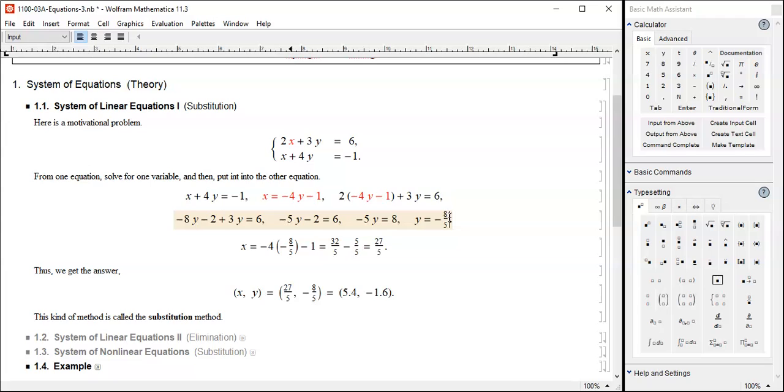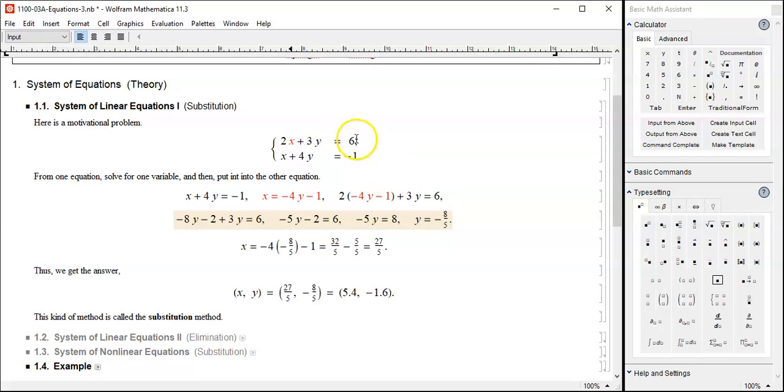Actually, one of the two answers. -8/5. Halfway through? Actually, more than halfway through. Half of the answer is done, but as a matter of fact, most of the hard work is already done. Now all you have to do is plug in this number, y equals to -8/5, into any one of those equations and solve for x.